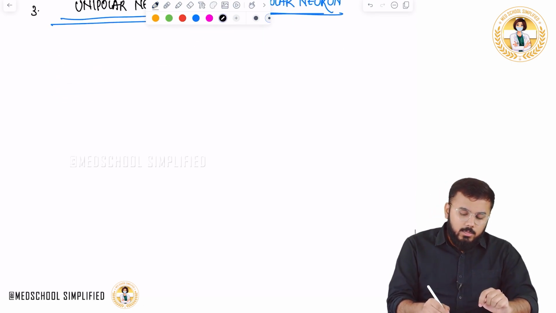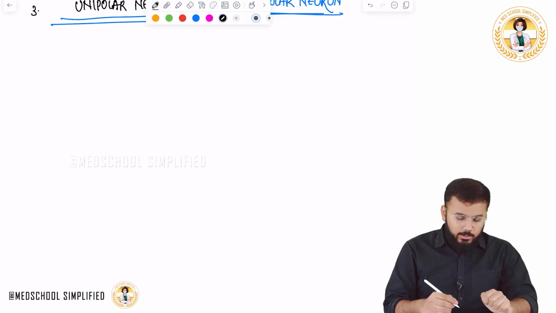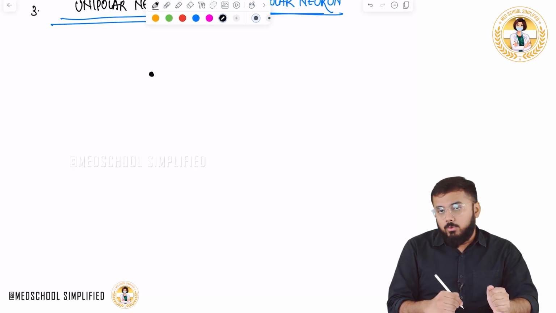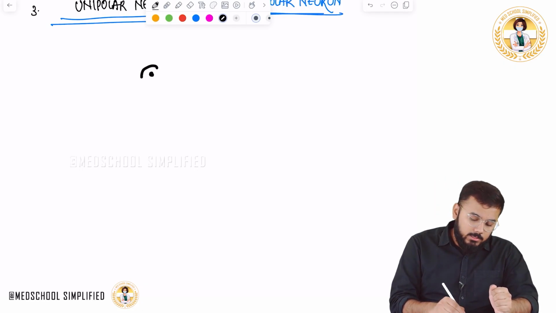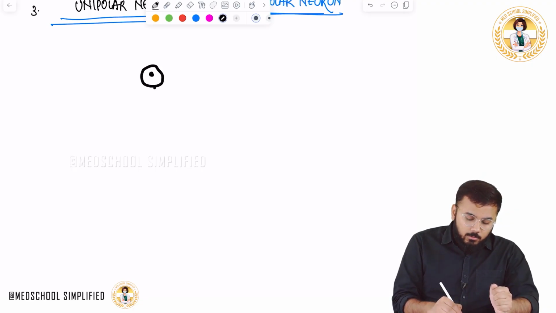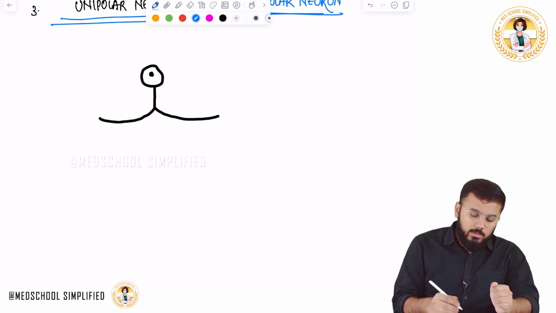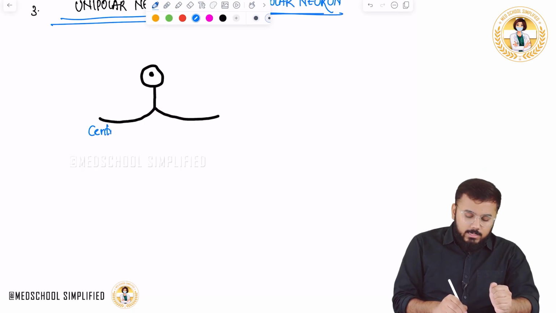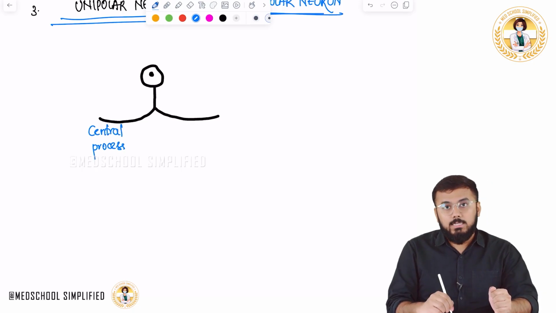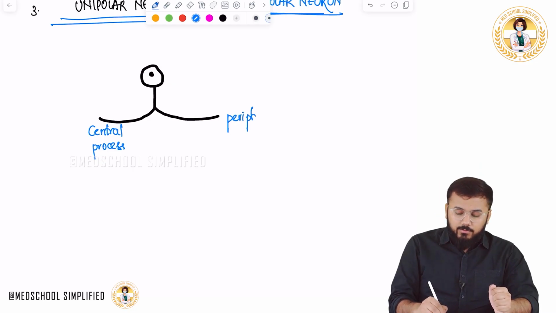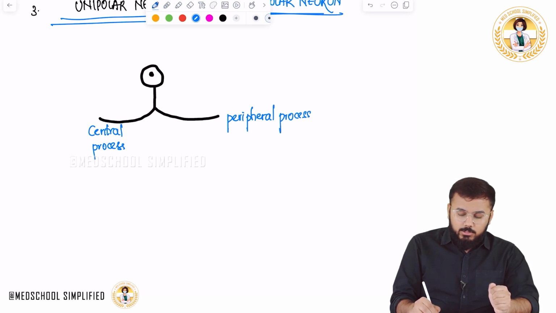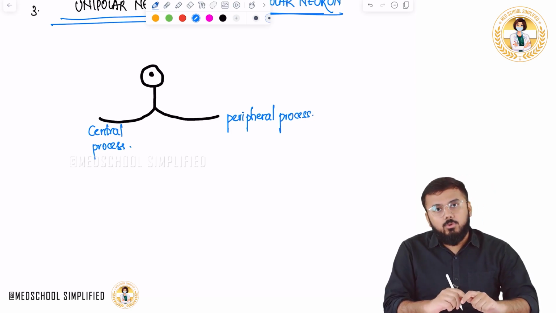First, let us see what a unipolar neuron is. See, this is the nucleus of the cell body, and this is the cell body. Now from the cell body, you see a structure that is coming down, and it is dividing into two parts. What are these two parts? One is called the central process, and the other is called the peripheral process.